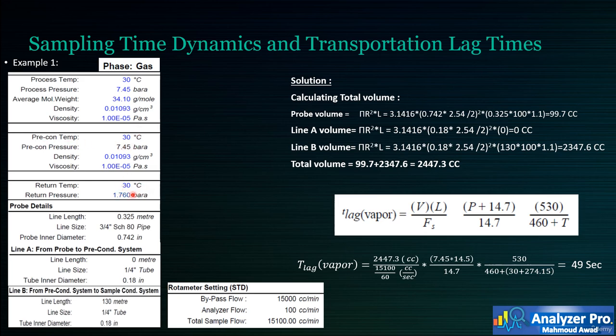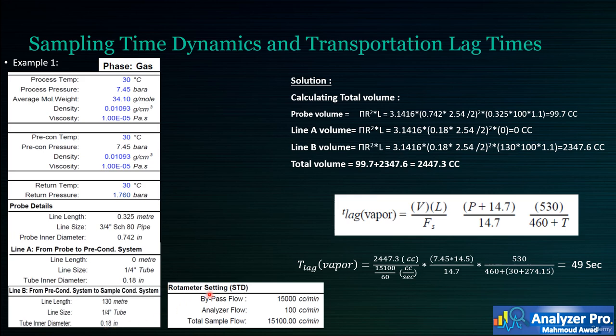The probe details are given, length and inner diameter. Line A is from the sample probe to the preconditioning panel. Note that its length is 0, meaning that there is no preconditioning panel in this case. Line B is 130 meter and its size is 1/4 tube and its inner diameter is 0.18 inch.